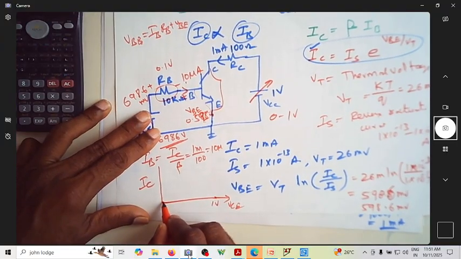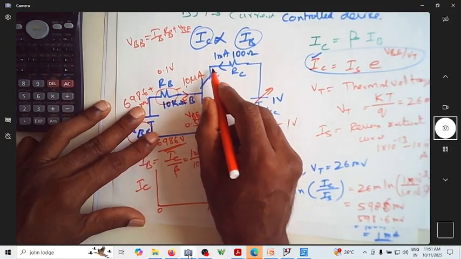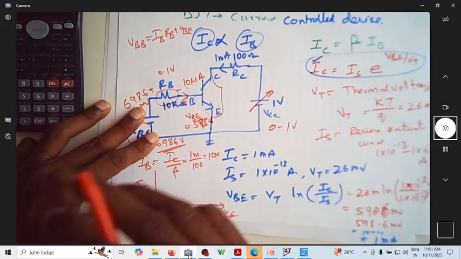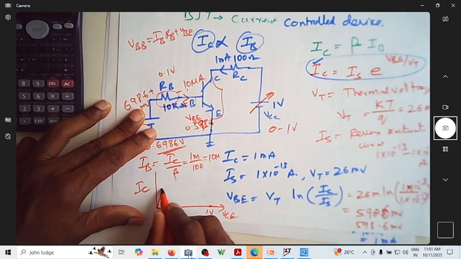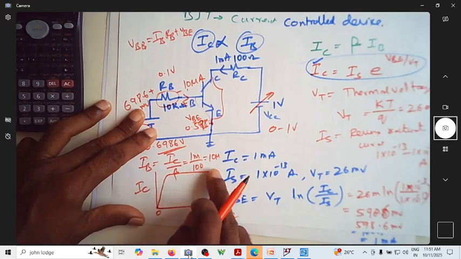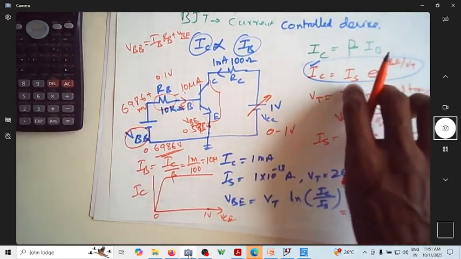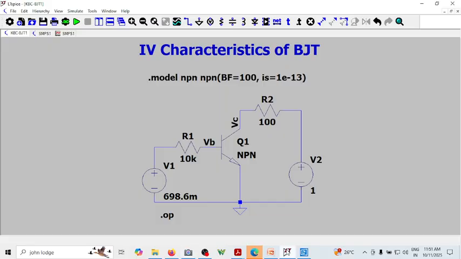So what will happen to your IC? For lesser values of VCE, this will be forward biased. Collector base junction forward biased means you will have less current and it increases, it saturates, and then it becomes constant. We are supposed to get this type of graph. So let us see, can we see that.